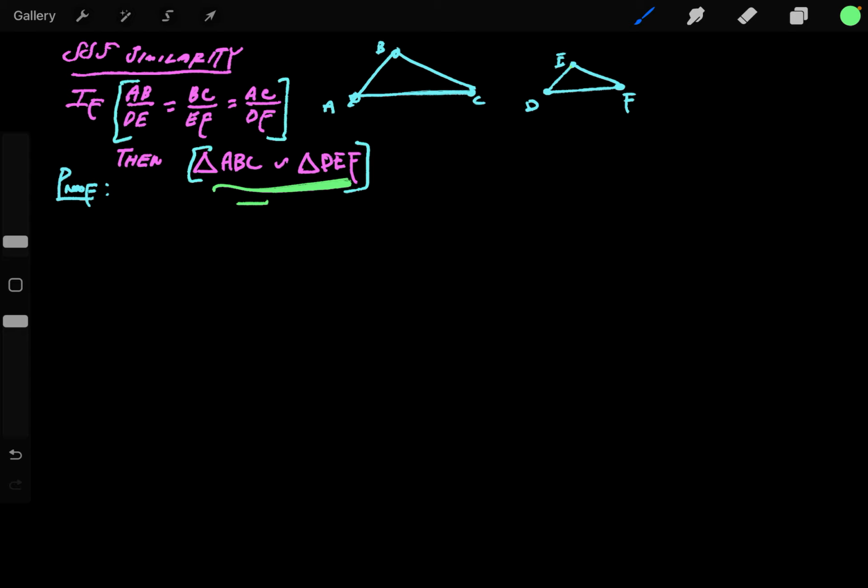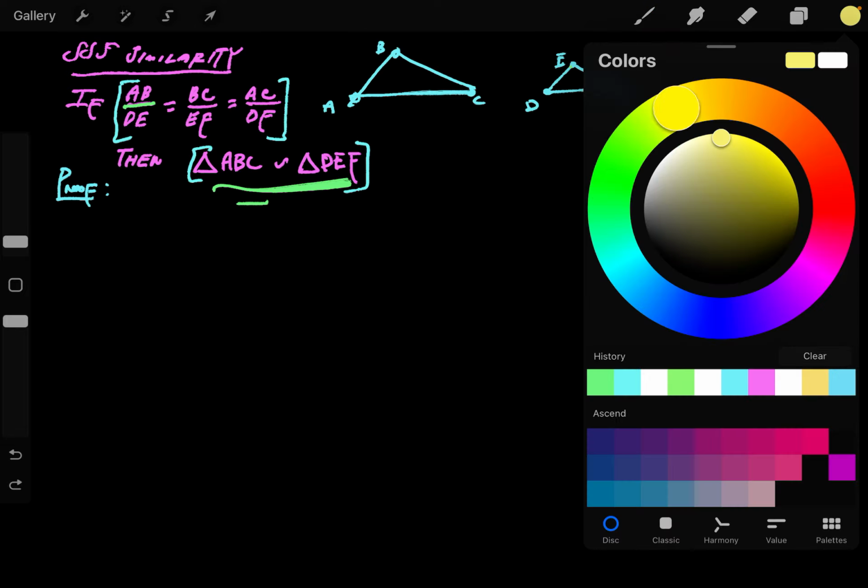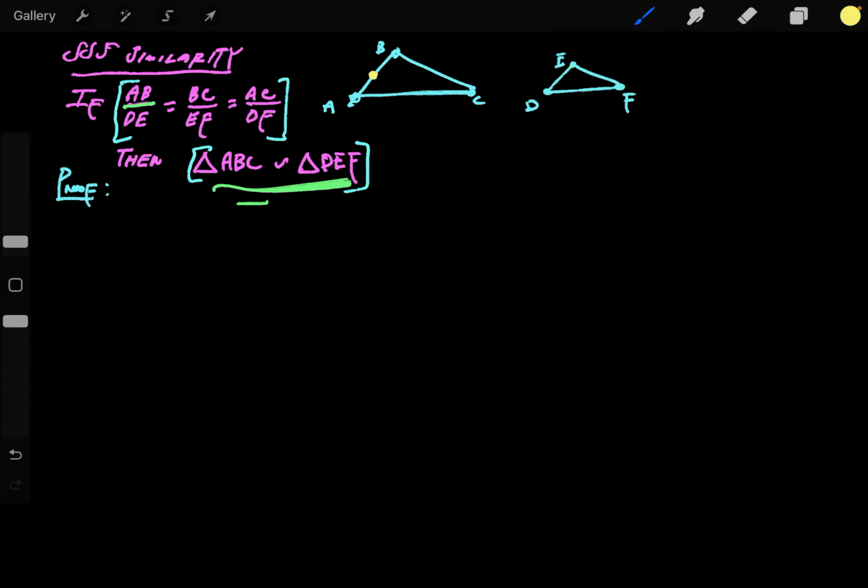If they're not congruent, then that means that one triangle is smaller than the other. So let's assume that DEF is smaller than ABC. Now, I'm going to compare AB and its corresponding side DE. So AB lies along here, right? What that means is that I want to pick some point P where PB is congruent to DE. And I could always do that, right?